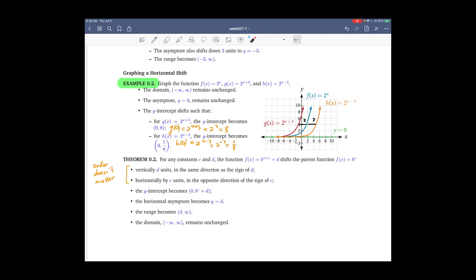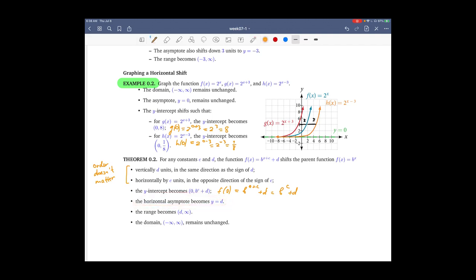The y-intercept is at the point 0, b to the power c plus d. That's easy to see because f at 0 is simply b to the power 0 plus c, plus d, which is, of course, b to the power c plus d. The horizontal asymptote becomes y equals d.